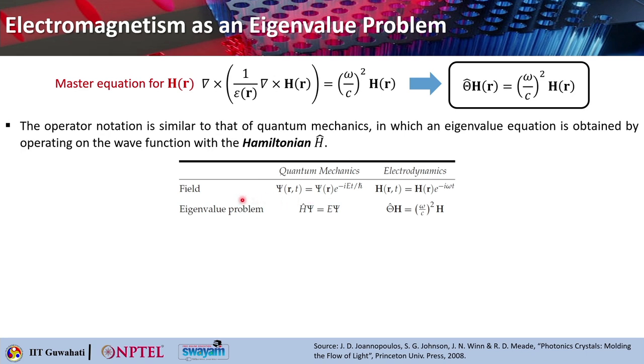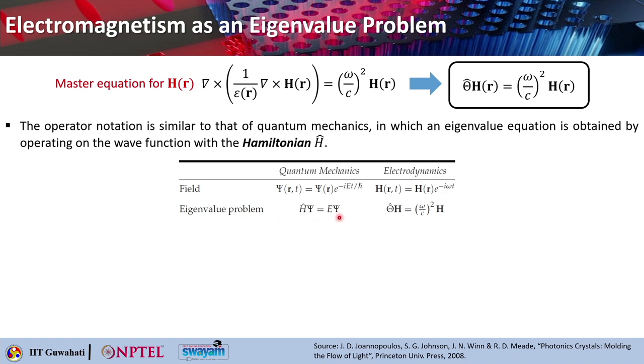So you can see that in quantum mechanics and electrodynamics, if you put them side by side, this is the wave function, or the scalar potential. If you compare quantum mechanics and electrodynamics side by side, you can see the field is expressed as this in quantum mechanics, whereas in electrodynamics we represent it by this, which you have seen earlier.